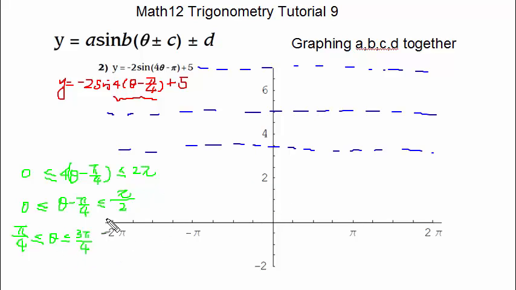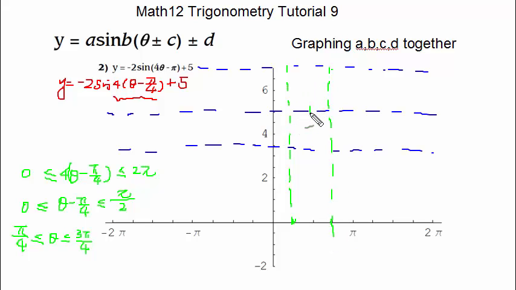So pi over 4 and 3 pi over 4. This is pi over 4. This is 3 pi over 4. So our bar is just like this much. And then between it, just 2 pi over 4 here, this part.